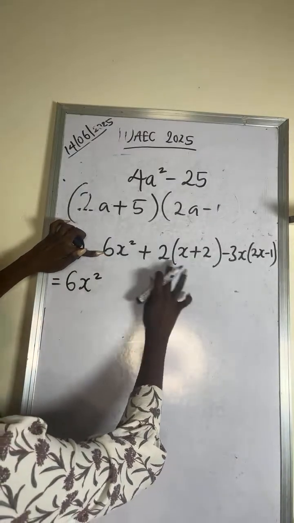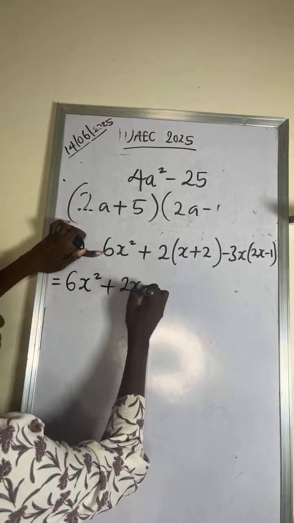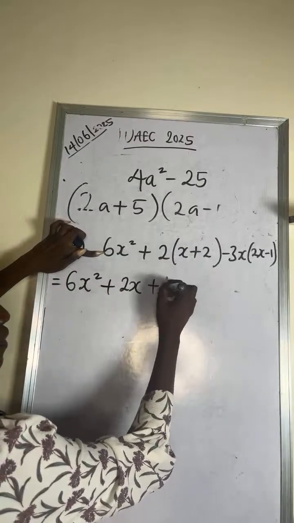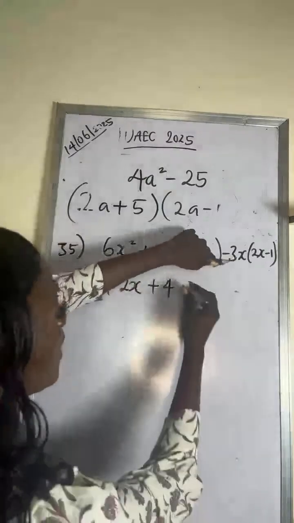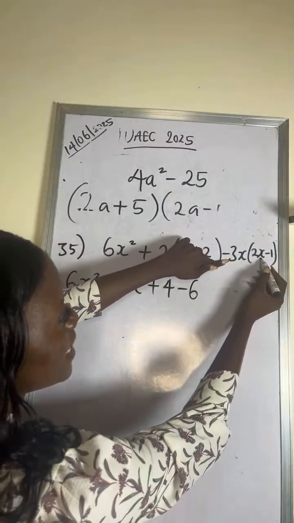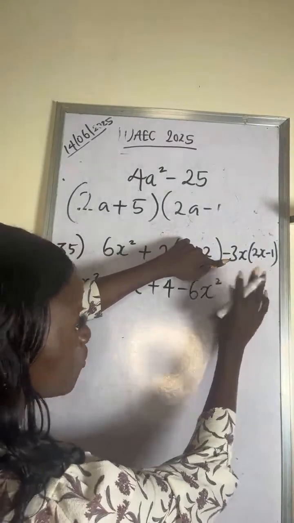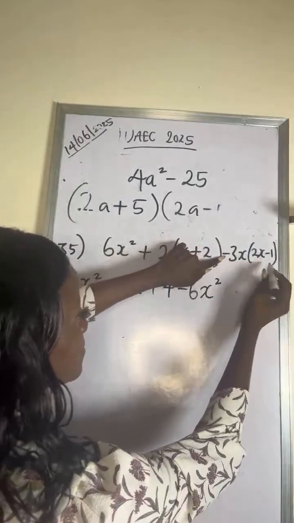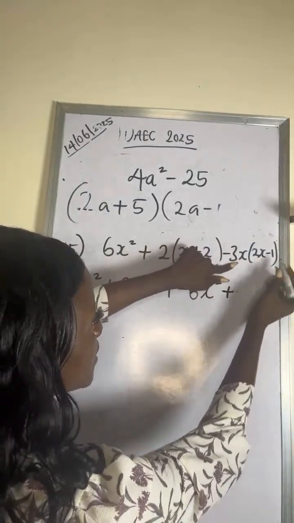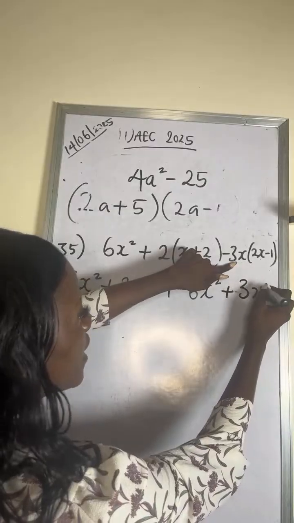Open this bracket. We have plus 2x, 2 times 2 plus 4. Open this bracket. We have minus 6x times x is what? x squared. Don't forget that. Minus times minus is plus. 3x times 1 is 3x.